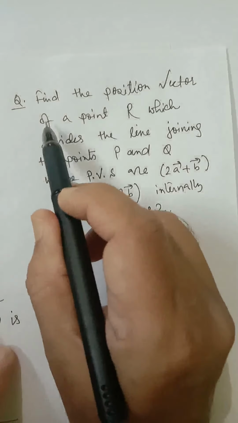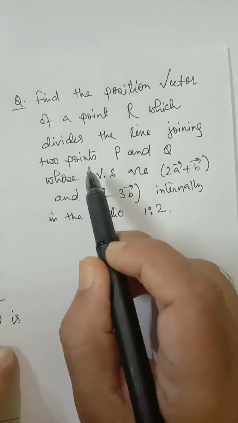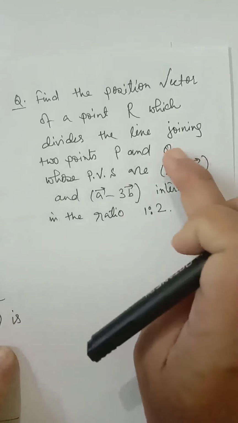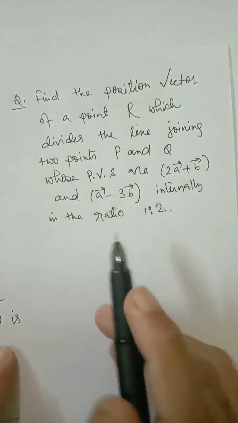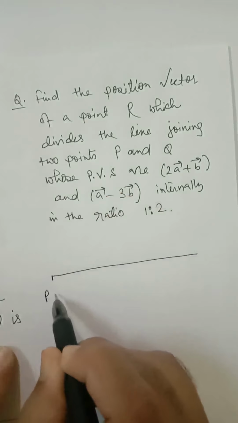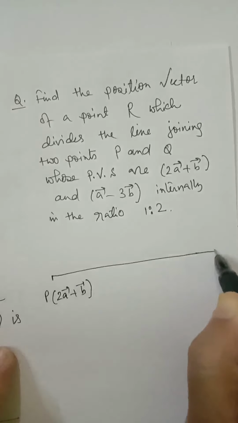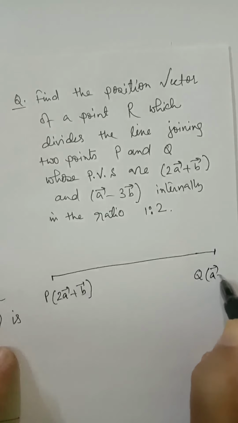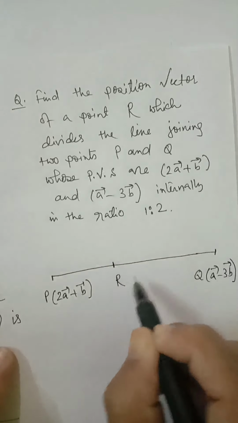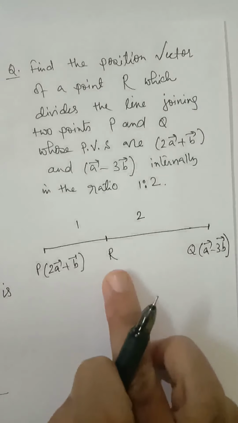Next question is, find the position vector of a point R which divides the line joining the points P and Q, whose position vectors are this and this. This is the position vector of P, this is the position vector of Q. Let me draw a line segment. This is the point P. Its position vector is 2a vector plus b vector. This is Q. Its position vector is a vector minus 3b vector. The point R divides PQ in the ratio 1:2 internally. We have to find the position vector of R.